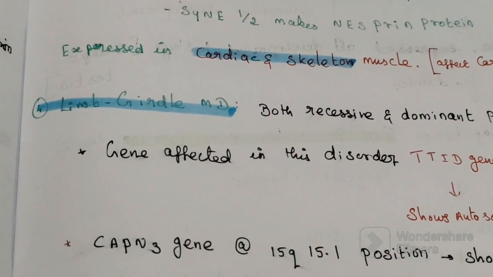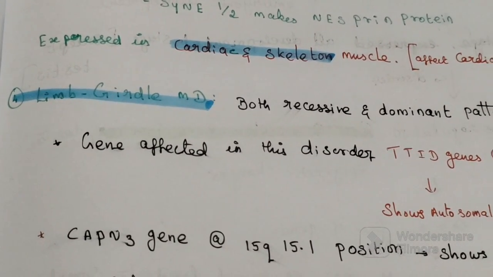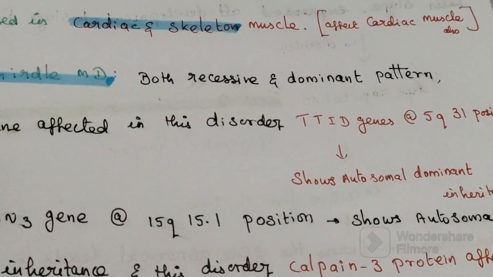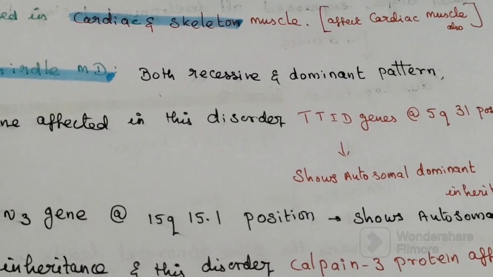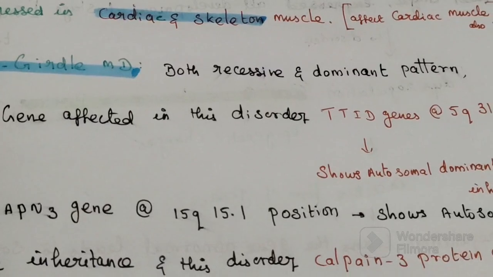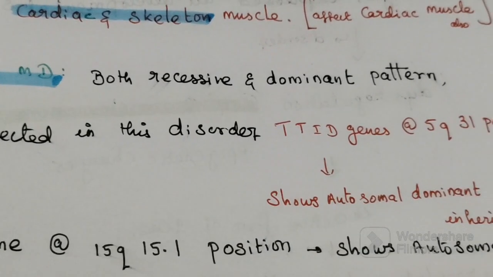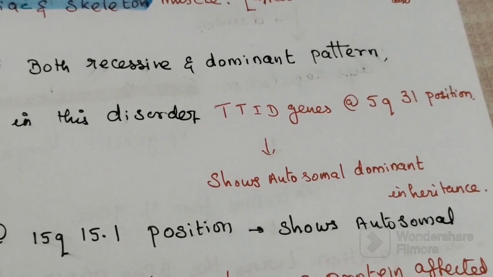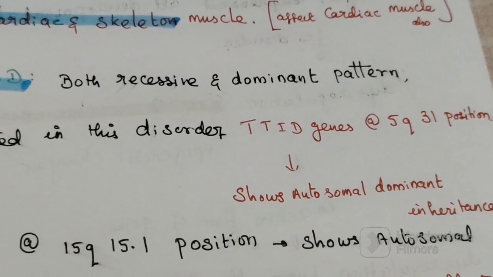Then the fourth type of muscular dystrophy, limb-girdle muscular dystrophy, which has both recessive and dominant patterns. Which genes are affected in this disorder? The DNAJB6 gene at 5q31 position, which shows autosomal dominant inheritance.